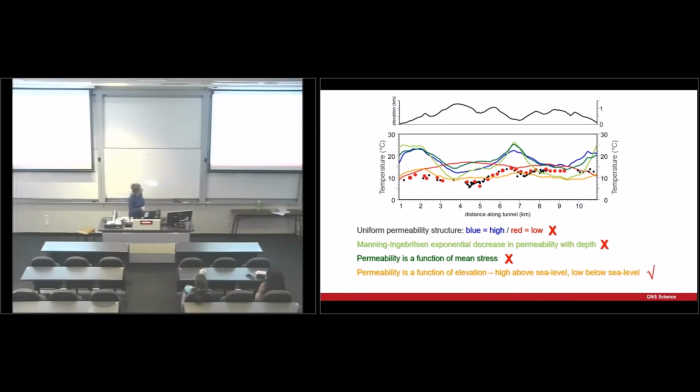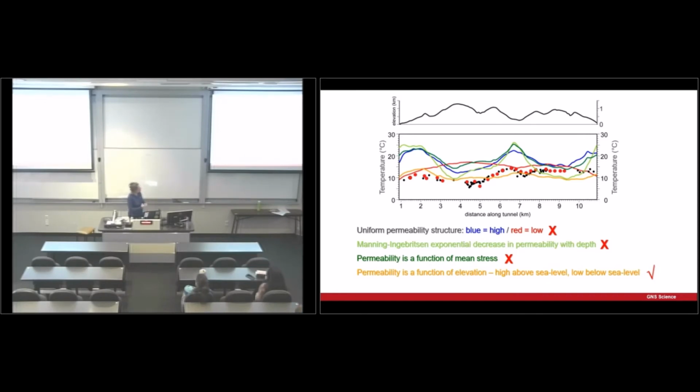We thought about maybe it's a function of mean stress, and there were lots of other things, and I was getting quite frustrated. But I could see that the permeability had to be high in the mountains and low in the valleys. So I ran this just to see how it worked. I just said, right, above sea level the permeability is high, below sea level it's low. And it matched better than I expected. It matched, but I was like, well, why?